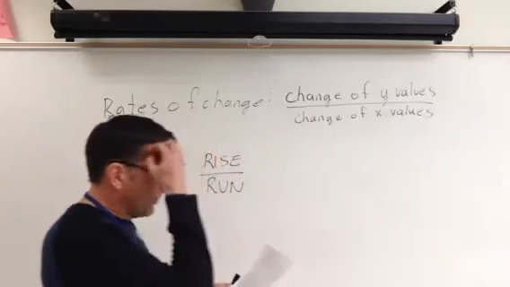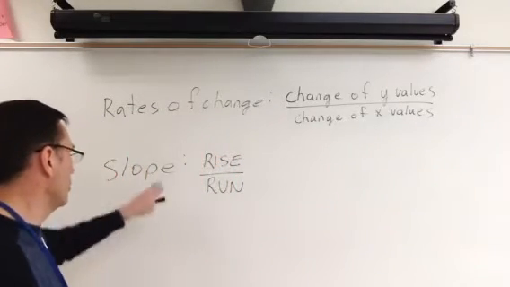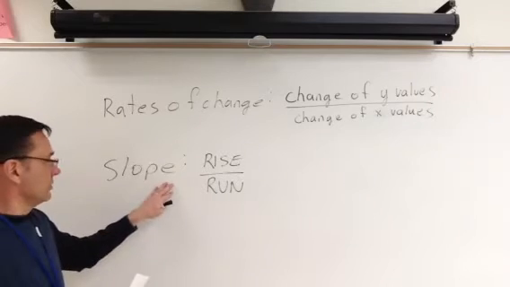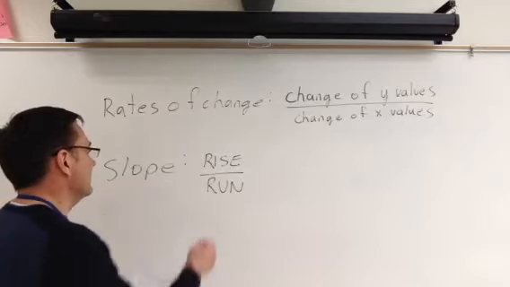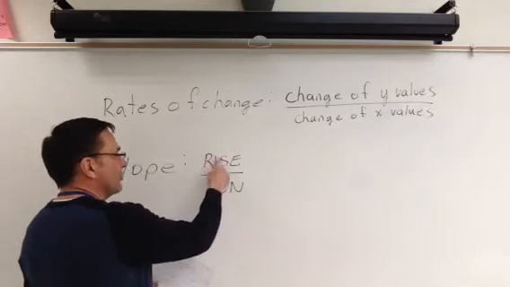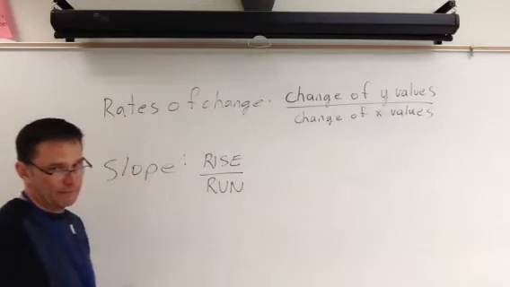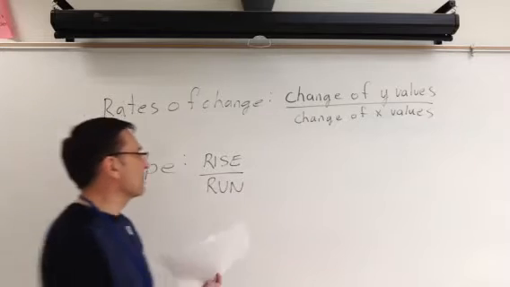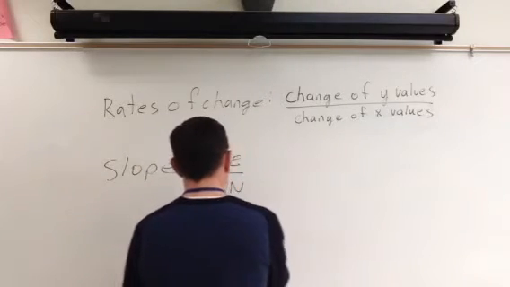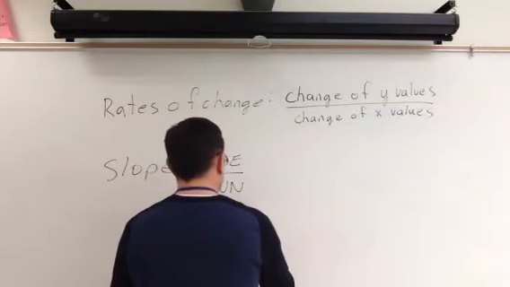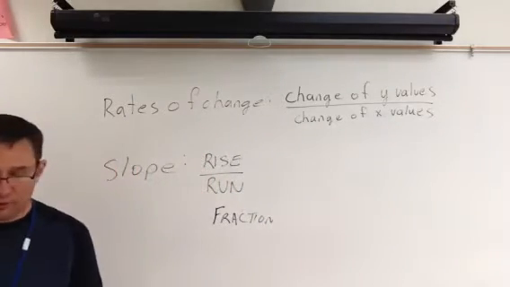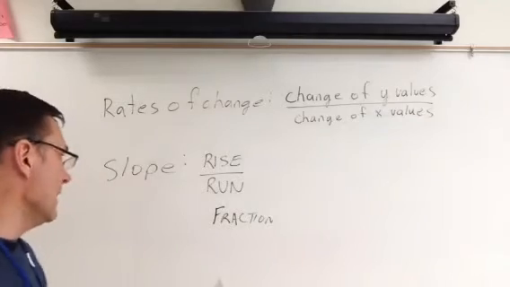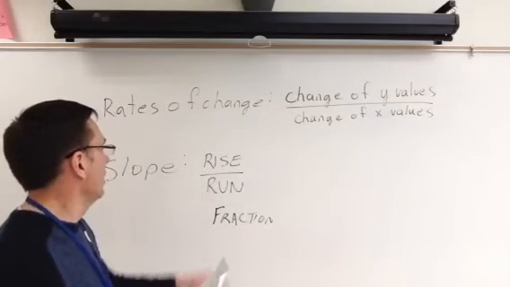Now the fancy word for this is slope. Right? The slope of a line. What that is, it is the amount of rise over the amount of run. This is always expressed as a fraction. Usually as a fraction, especially when we're looking at graphs, which we're going to start with today. It's always going to be a fraction.